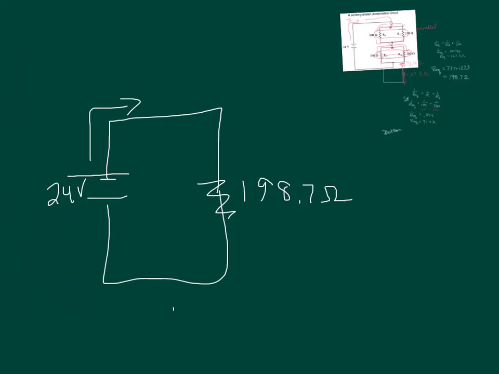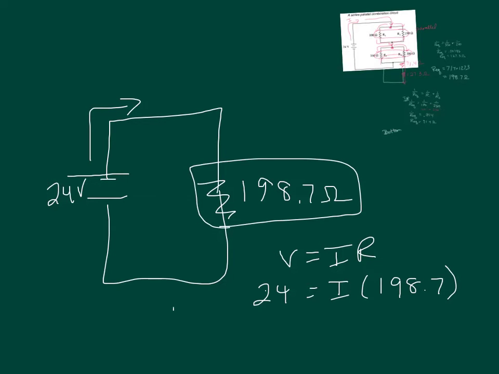So the reason we want to do that is because we can use the equivalent resistance to find out how much current's coming from the battery. And we need that before we can go and find all the other currents and voltages, which we will do in a future video. So V equals IR. We have our 24 volts is equal to, we're solving for our current, and we're going to use our equivalent resistance for R, because we're trying to find the current coming from the battery. And this is what the battery sees, this 198.7 ohms.